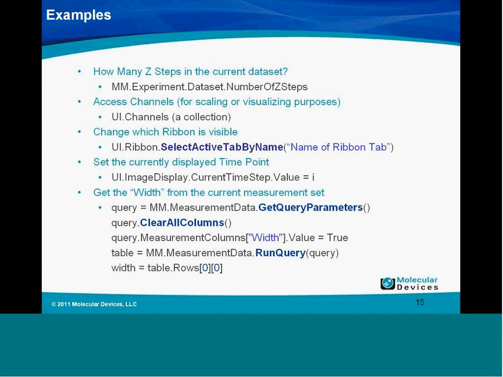Another way of setting which time point is visible is UI.imageDisplay.currentTimeStep, and this is that .value. Most of the things in NX are properties. The way that you assign to a property is to use the .value. So it's UI.imageDisplay.currentTimeStep.value equals whatever value you want to give it.